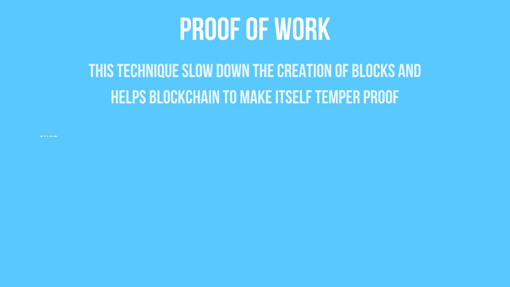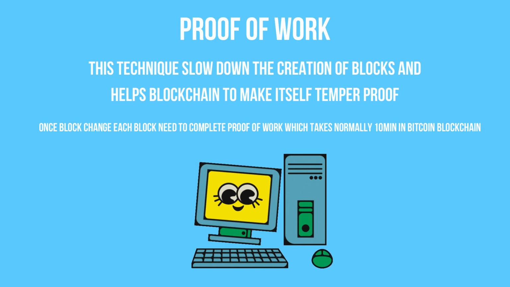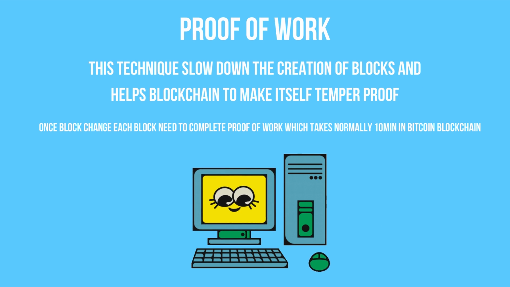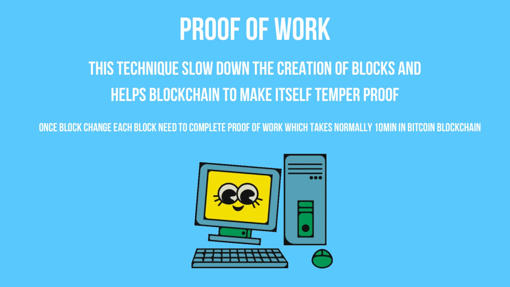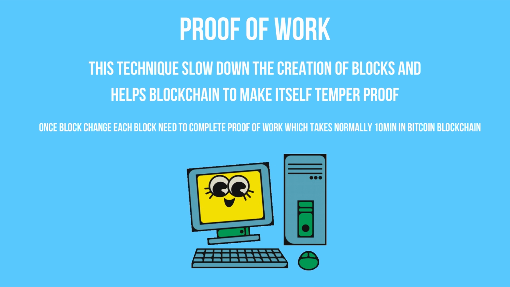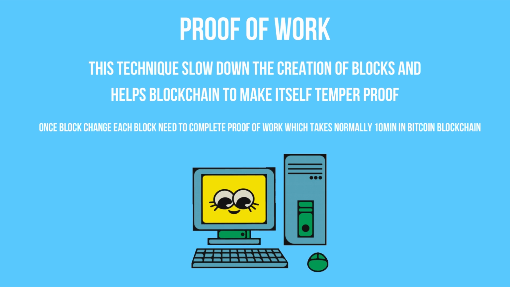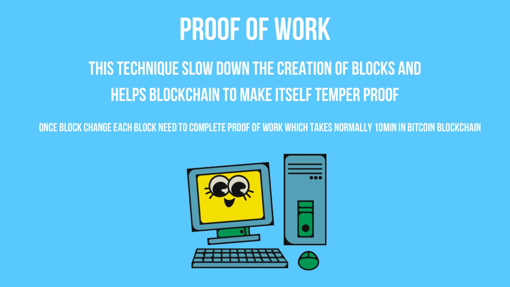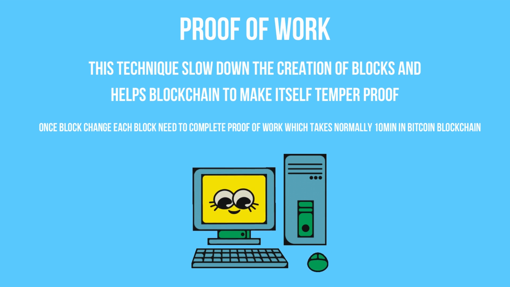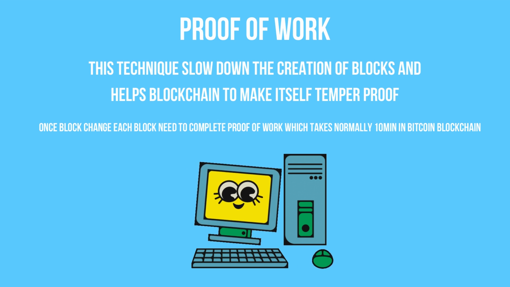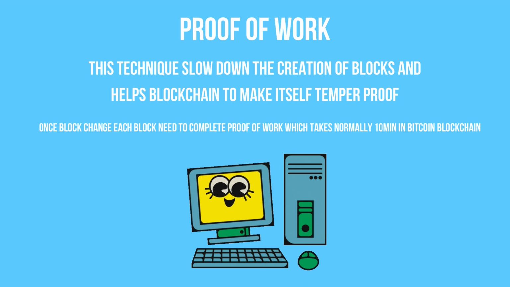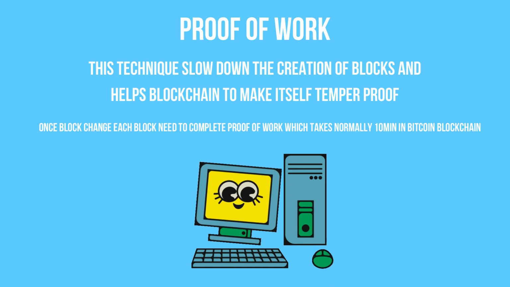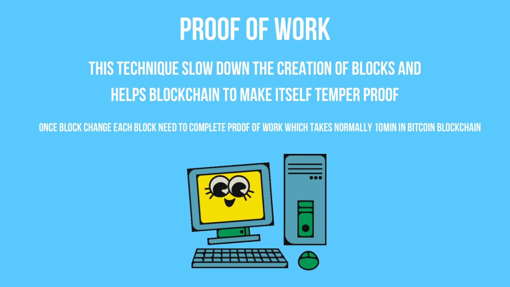Inside the blockchain we have a concept called proof of work. This technique slows down the creation of blocks inside the blockchain. Typically in the Bitcoin blockchain system, the generation of each block through the proof of work process takes around 10 minutes for every block, and it slows down the entire process. In that way it helps to mitigate the danger of tampering inside the blockchain. But still, if someone has a very powerful computer, it could be achievable as well.